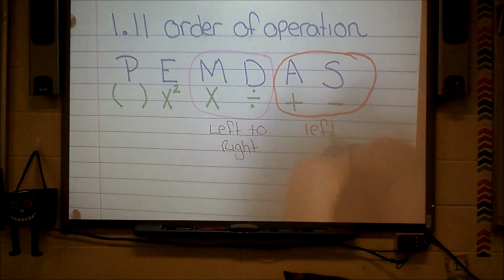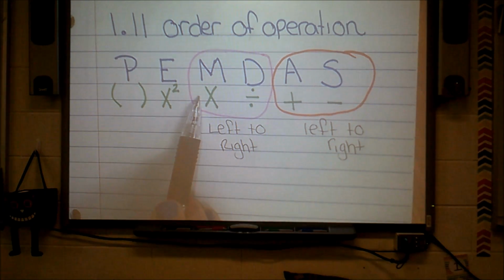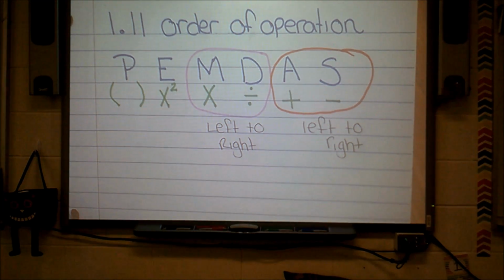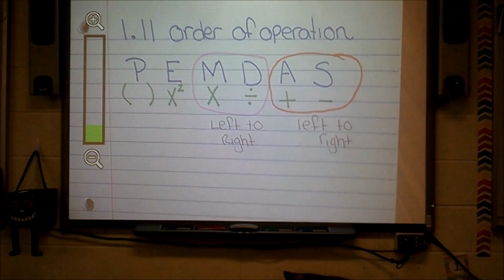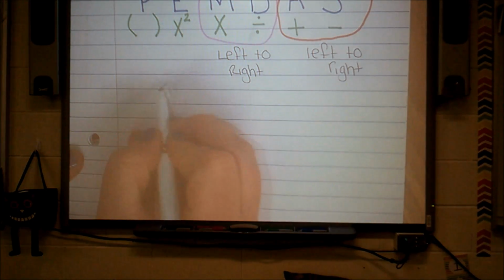Left to right. So what that means is, in a multi-step problem, if you have division and then multiplication going left to right, then that's the way you solve that problem. And that's perfectly fine. That's the way it works. So let's look at how this looks in action.